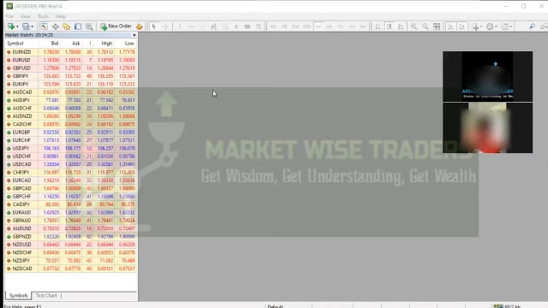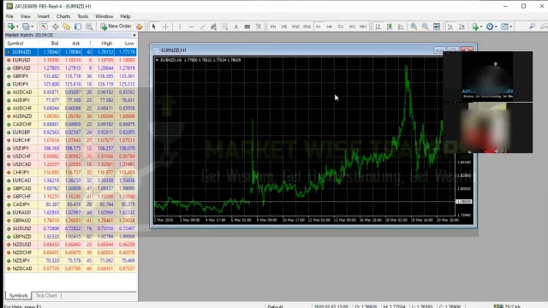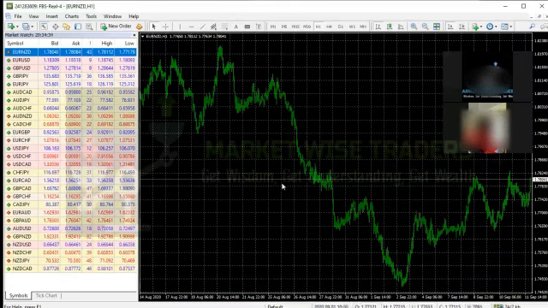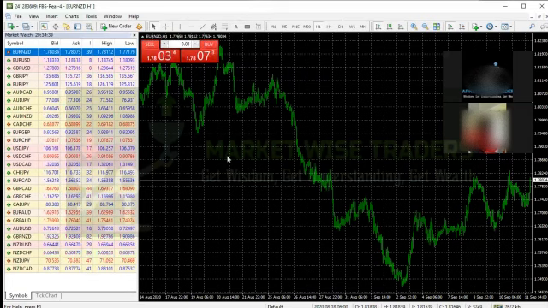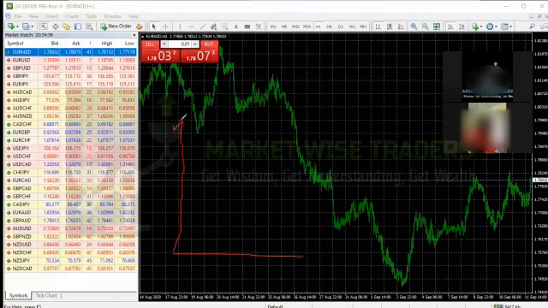Let me just explain this to you. Okay, let's just open this chart. Okay, there we go. There's the chart. This is euro, New Zealand dollar. Remember, I said we have the base, we have the quote. This is price.